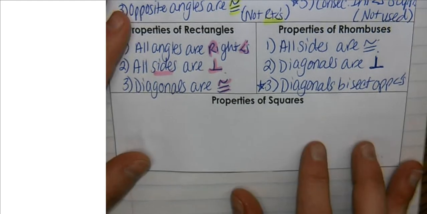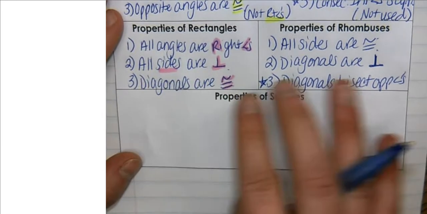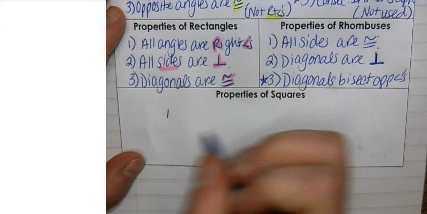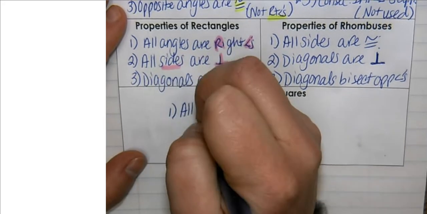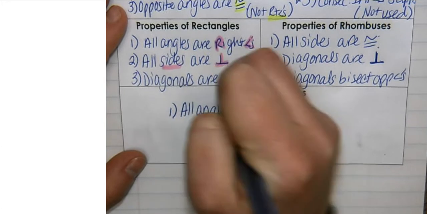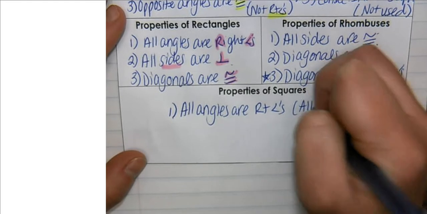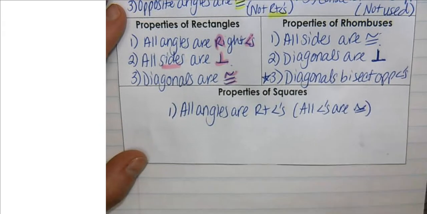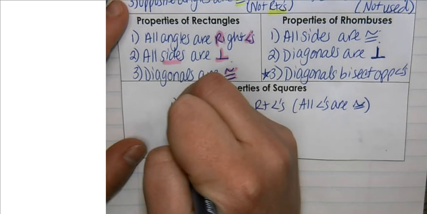When it comes to properties of squares, they are going to have all of the properties of parallelograms, properties of rectangles, and properties of rhombuses. But the main thing I want you guys to know about the properties of squares is that all angles are right angles, which means that all angles are congruent. It also means that there will be perpendicular lines. Next, we're going to say all sides are congruent.